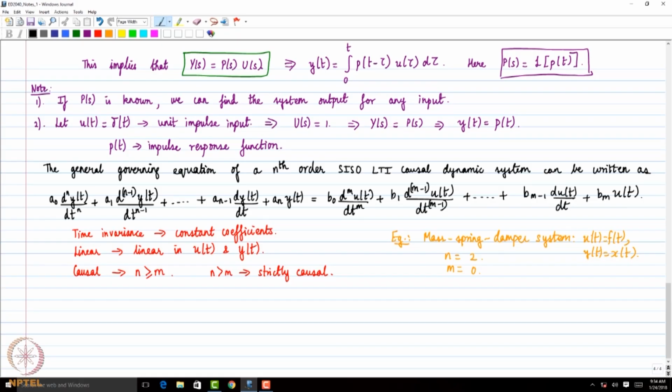Now this is something I'm going to leave to you as a homework problem, because we did it in detail for the mass spring damper system. This is just a general case. So take the Laplace transform on both sides.